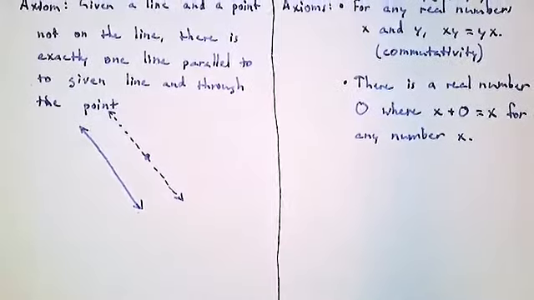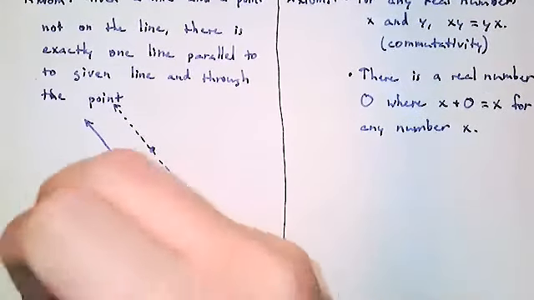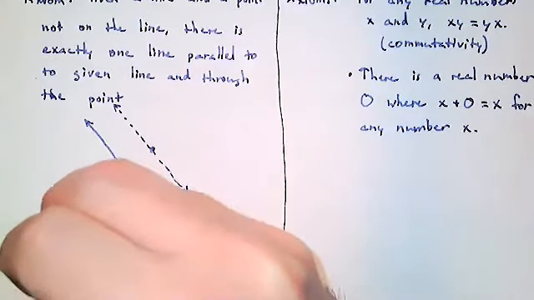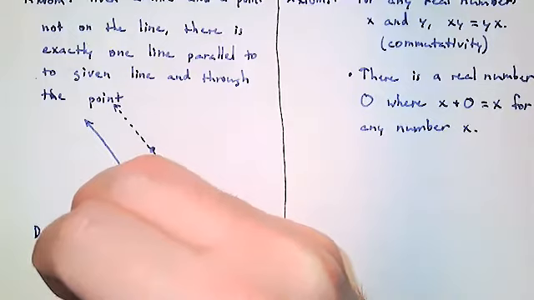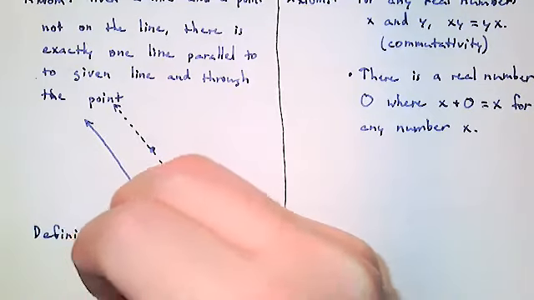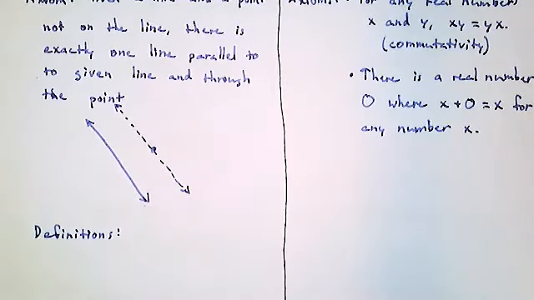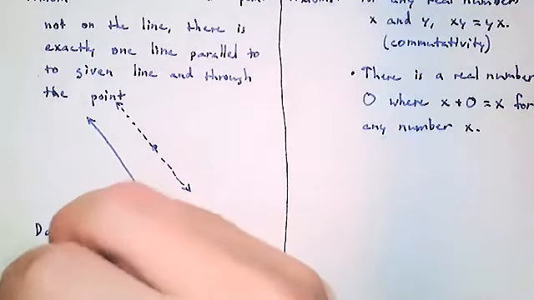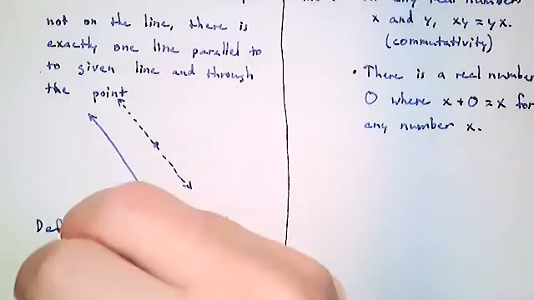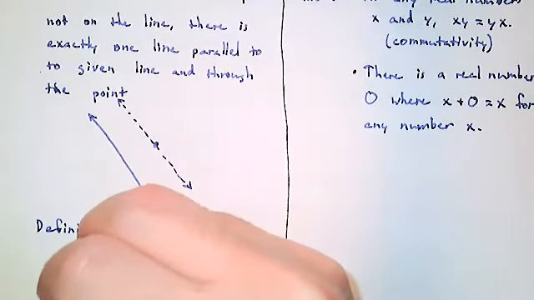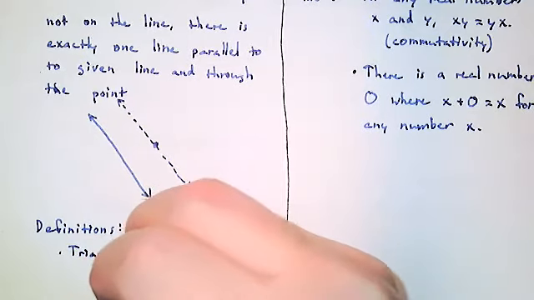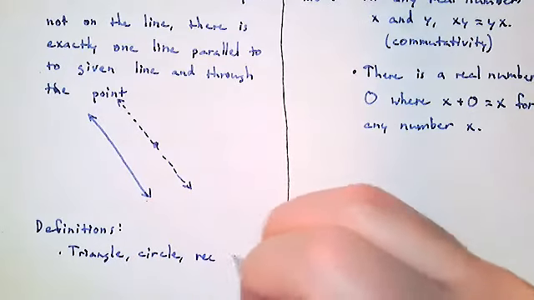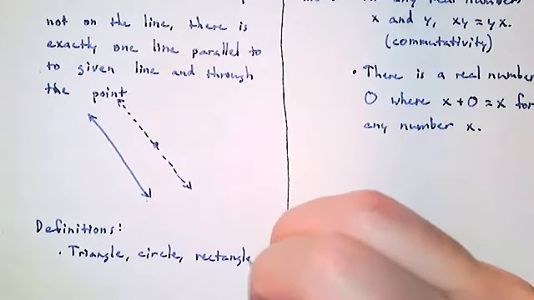Okay, so let's look at a few more definitions. And I'm not going to write out the whole definitions here because, well, I suspect you already know them. I'm just going to remind you of the kinds of things that we define in mathematical systems. So in geometry, you might want to define what a triangle is. Or a circle, or a rectangle, and so on.